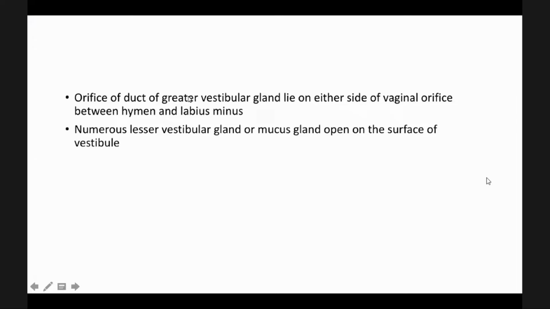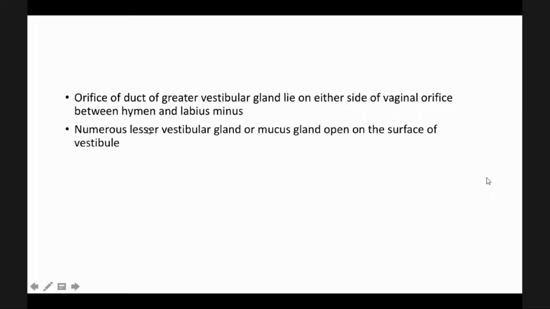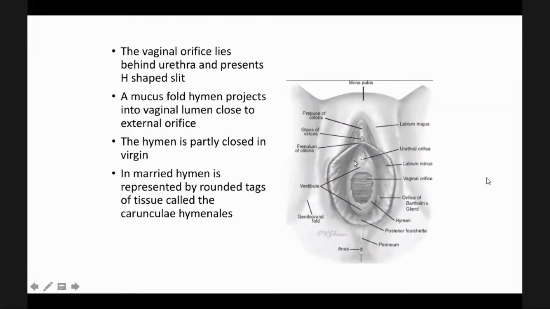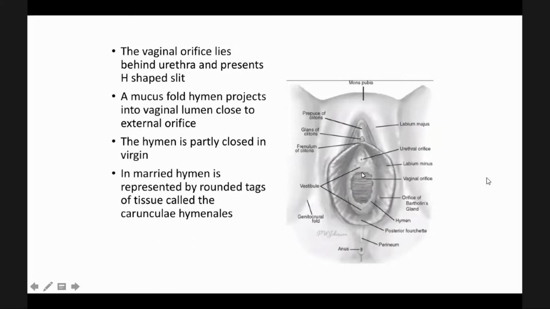Next is the orifice of the greater vestibular gland, which lies on either side of the vestibular orifice between the hymen and labia minora. Between the hymen and labia minora there are small openings. They are the openings for the greater vestibular gland. We'll be seeing the gland in the next slide. Besides this, there are also minor or lesser vestibular glands that open into the floor of the vestibule. Clear, all of you? The openings over here: the opening for the greater vestibular gland, then the opening for the vagina, the urethral orifice. Next is the clitoris.